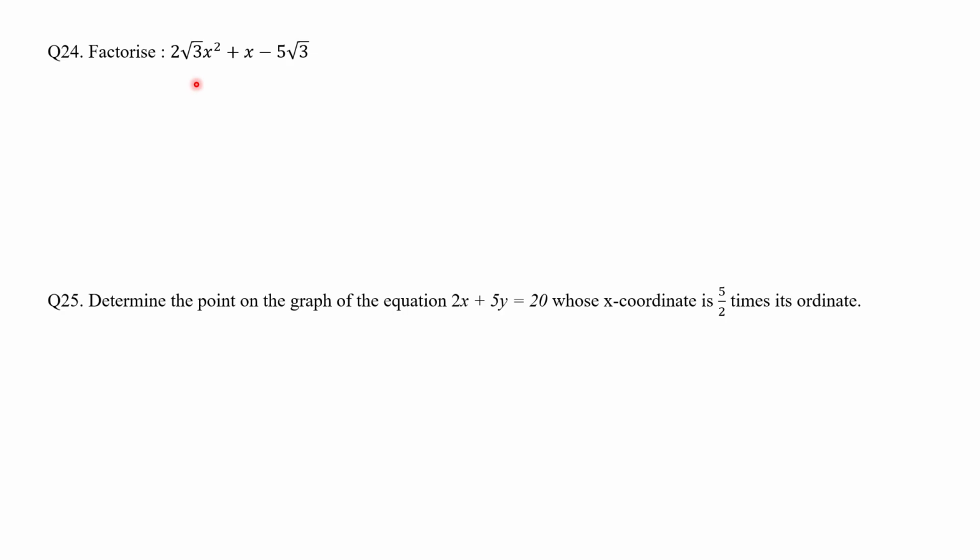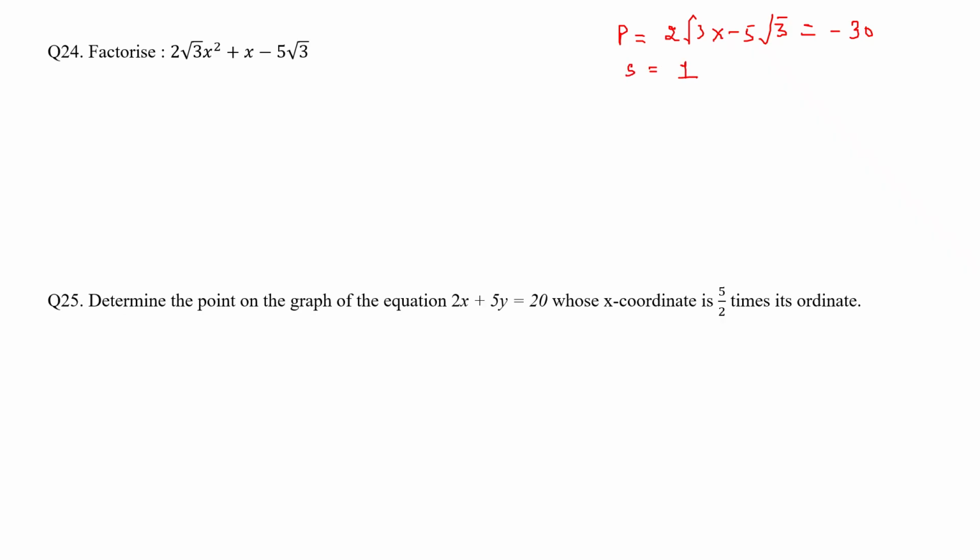Question number 24 is factorize 2 root 3 x square plus x minus 5 root 3. See, this type of factorization is a little difficult as it has root 3. So I will be giving you a few tricks. Just follow that during the exam. Here when I do middle term splitting, I have to find the sum and the product. So the product of the two numbers will be 2 root 3 into minus 5 root 3. Minus 5 into 2 is minus 10. Root 3 into root 3 is 3. So it will be minus 30.